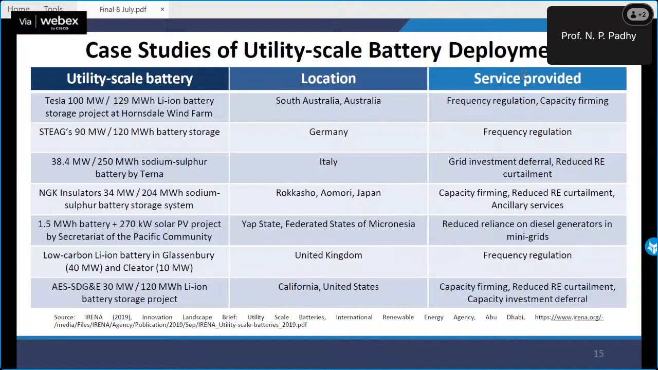So then we have actually NGK. Just a minute.